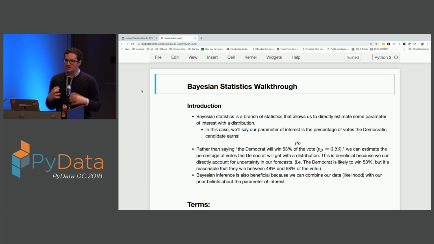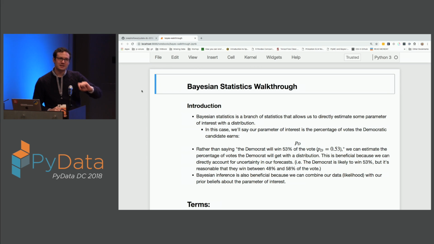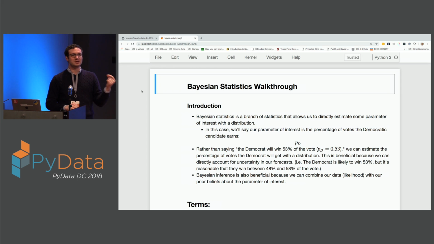So the idea behind Bayesian statistics, and you'll see why this is relevant in a minute, is that Bayesian statistics is a branch of statistics that will allow us to directly estimate some parameter of interest with a distribution.